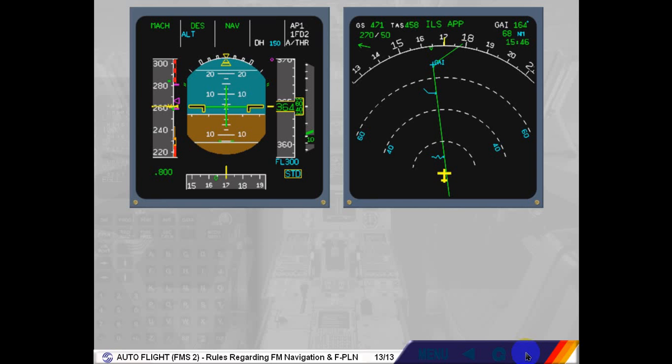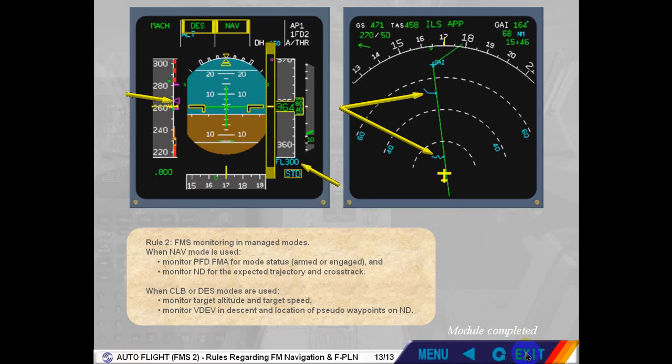Rule 2. FMS monitoring in managed modes. When navigation mode is used, monitor PFD FMA for mode status, armed or engaged, and monitor ND for the expected trajectory and cross-track. When climb or descent modes are used, monitor target altitude and target speed, monitor VDEV in descent and location of pseudo waypoints on ND.